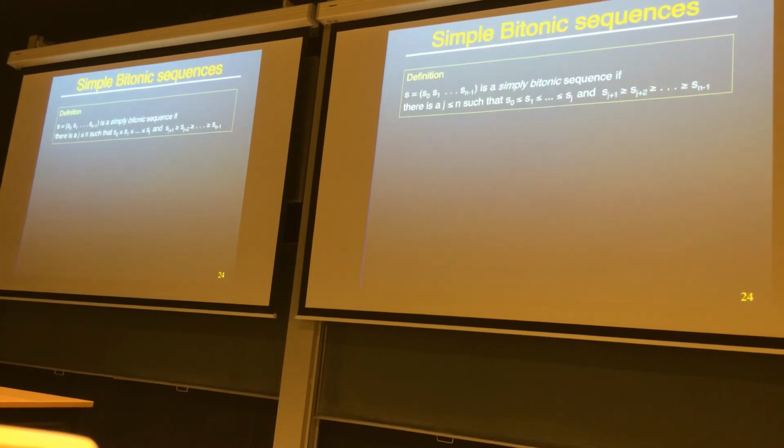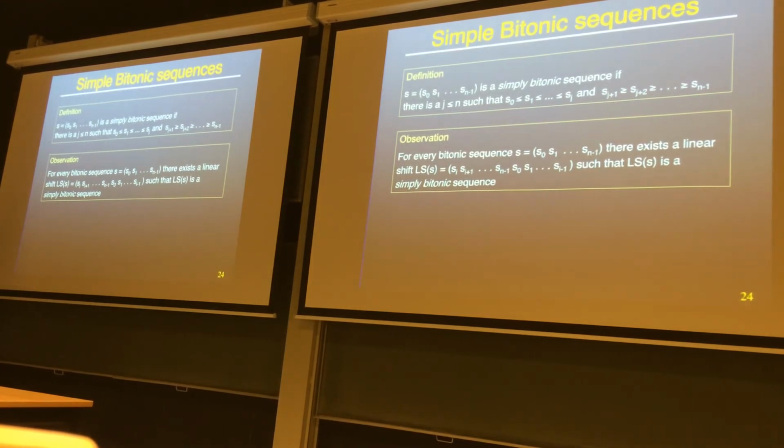So, we call a sequence simply bitonic if we have a j such that j is the largest number in the sequence, and before j we have an increasing part, and after j we have a decreasing part. Note that this definition does not exclude that the sequence is simply increasing, for example, when j equals n minus 1, or is simply decreasing when j equals 0.